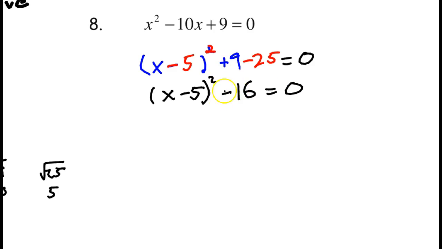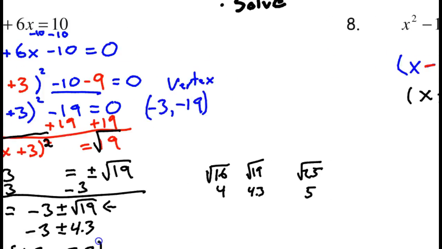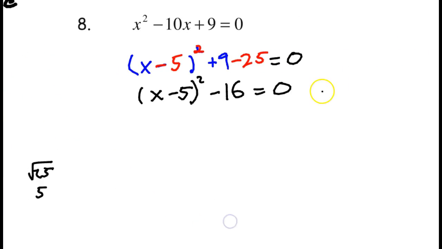Okay, so now I can solve this in the same way I did before, right? I have my vertex if I want it. So from here I can see the vertex is 5 comma negative 16, okay, positive 5, so I change the sign. Right, so that's my vertex if I want it.